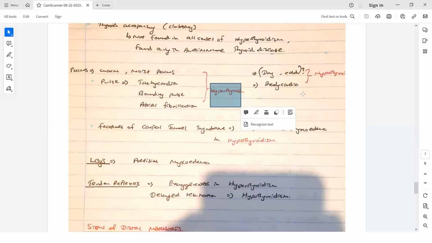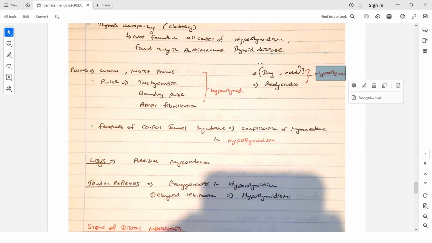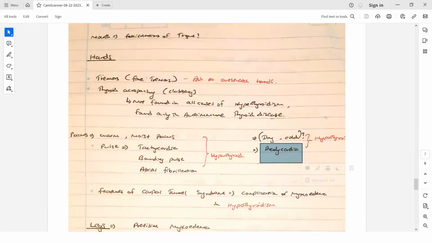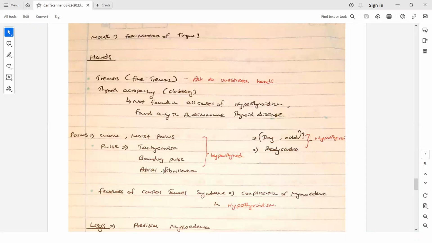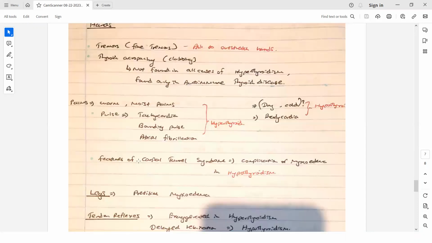Bradycardia can be seen in hypothyroidism. In hypothyroid, I don't think it's dry and cold as such. You can feel a bradycardia. Hyperthyroid is warm, moist. There can be a tachycardia, irregular pulse. Hypothyroidism, you might feel a bradycardia when you're checking the pulse. So in the hands, you need to check for the tremors, clubbing, the palms, and then the pulse.